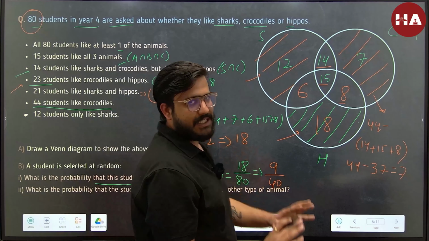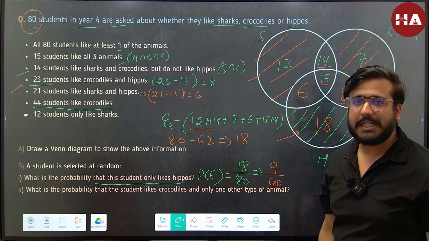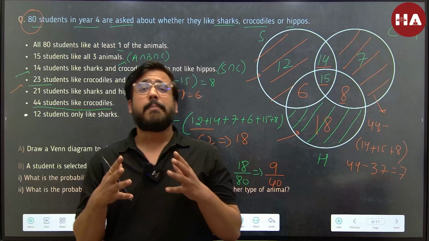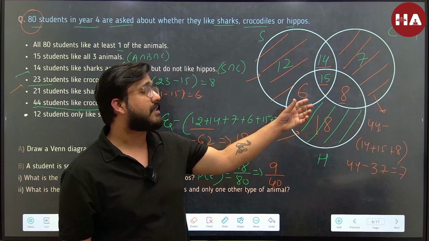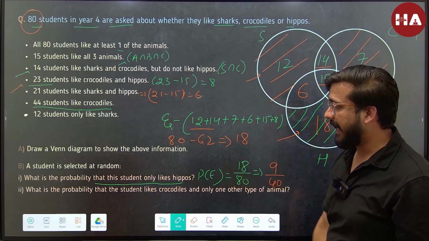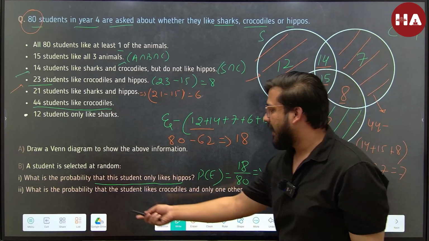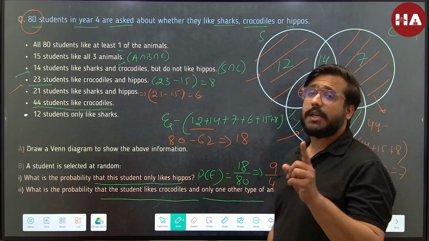Hope that was essential for you to formulate the answer from the information derived from the Venn diagram. So why do we use a Venn diagram? Because the information collected is easier to formulate and understand, and we can directly find the probability just by seeing the Venn diagram. Now the next part is, what is the probability that the student likes crocodiles and only one other type of animal?